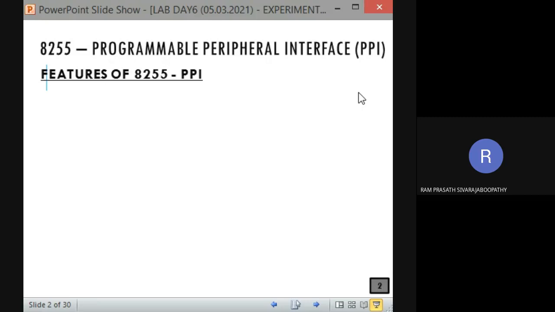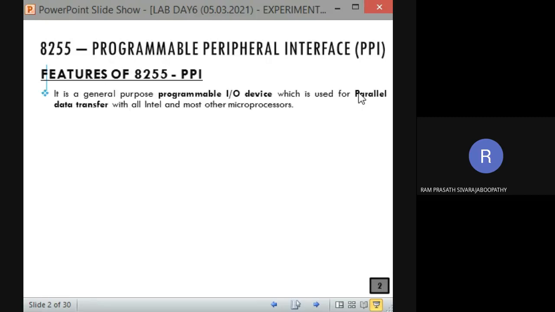So we will see the features of 8255. It's a general purpose programmable IO device which is used for parallel communication, to transfer parallel data between your device and the microprocessor. It is compatible with Intel and other microprocessors which came during that period. In most applications, the 8255 is not used anywhere now. It is obsolete. But we have to know such things that are needed to build a system using a microprocessor.